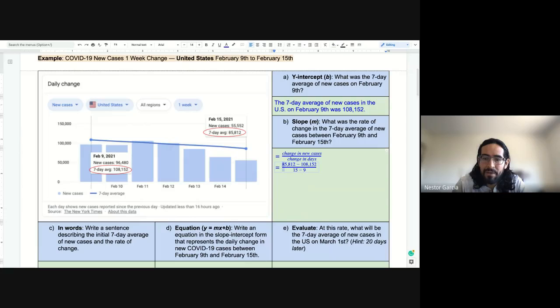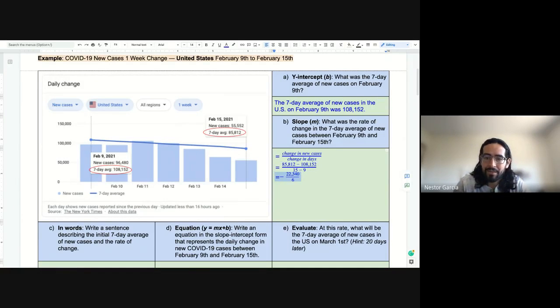Here I typed 85,812 minus 108,152 because on February 15th, the 7-day average was 85,812. So we start with this newer number of average cases and subtract the original number of 7-day average cases, which was the 108,152. In the bottom part of the fraction, the denominator, we're subtracting 15 minus 9, which represent the 15th of February and the 9th of February.